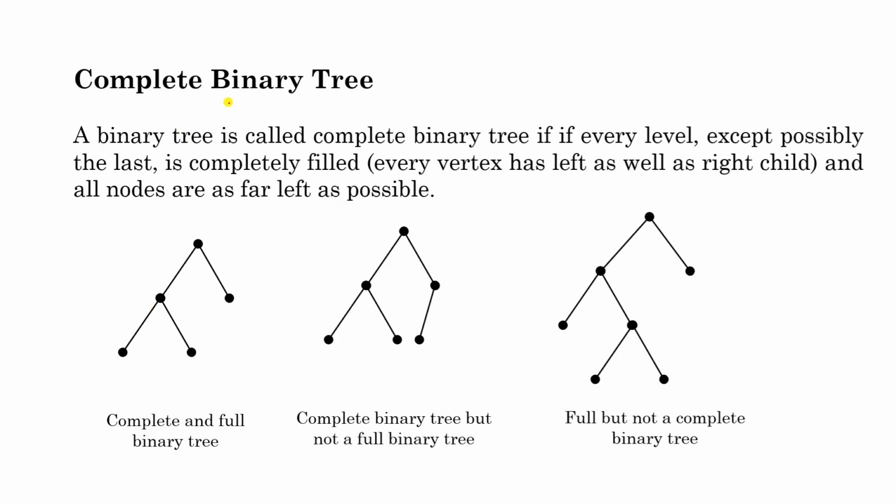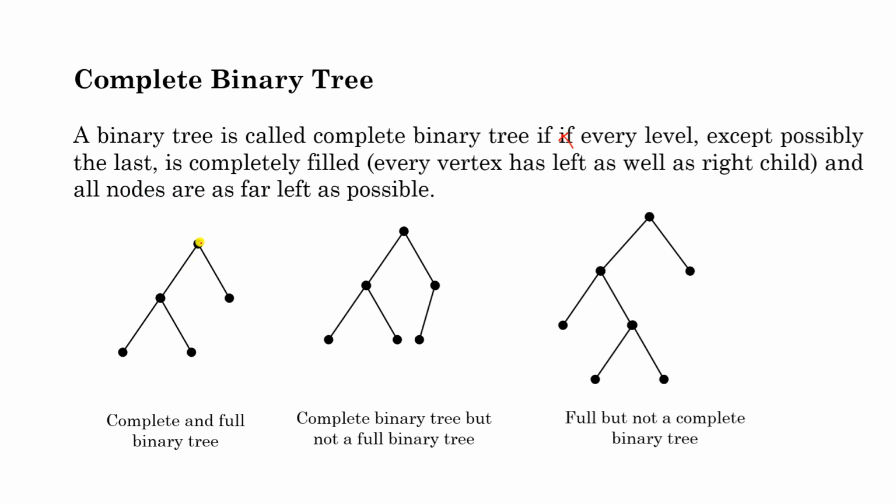Now complete binary tree. A binary tree is called complete binary tree if every level except possibly the last is completely filled. Completely filled means every vertex has left as well as right child, and all vertices or nodes are as far left as possible. Look at this.